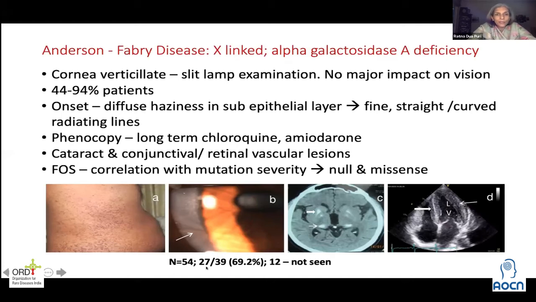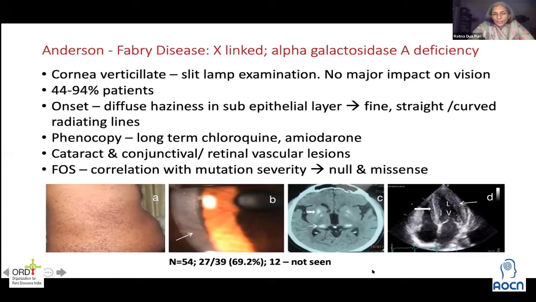And you can see that the cornea verticillata are these fine, straight or curved lines radiating out from the cornea. There is a phenocopy, but these are not drugs that are used very frequently in children. In addition, they can have cataracts and conjunctival vascular lesions. There has also been a study that has correlated severe mutations with the development of cornea verticillata, because you can see that it is not present in all the patients.